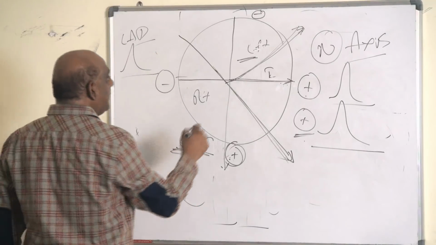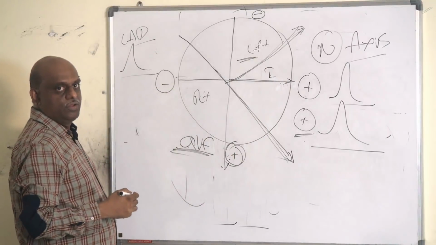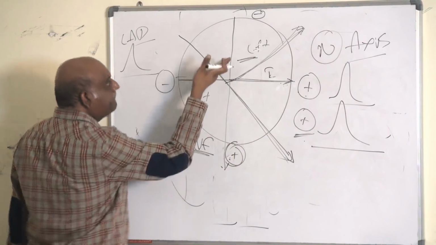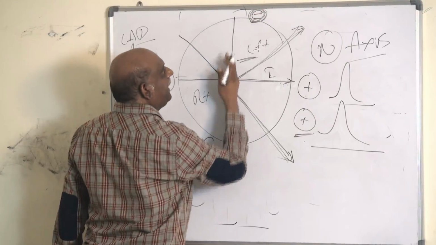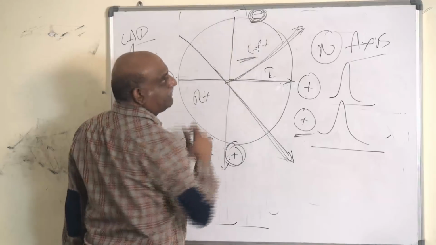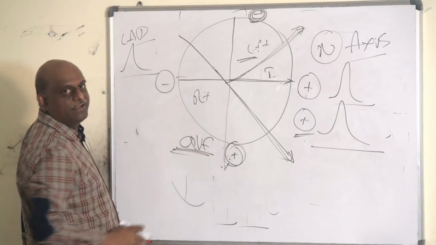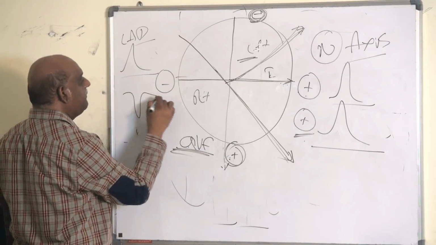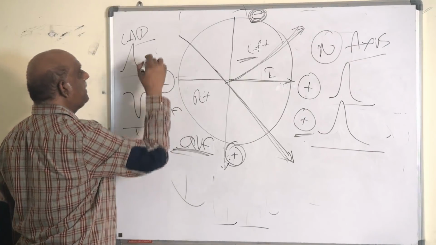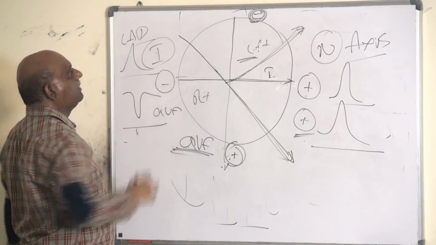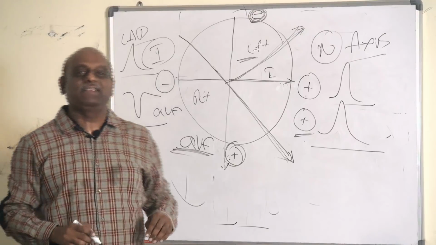And if it is a left axis deviation, which side of the AVF is it passing towards? It is traveling towards the negative side of the AVF. That means it is going away from the positive side of the AVF. So that is the reason AVF gets negative deflection. AVF gets negative deflection, lead 1 gets positive deflection. Then you call it left axis deviation.